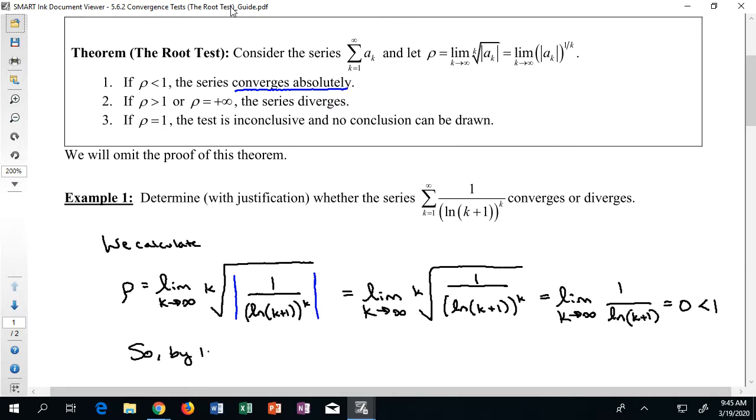So by the root test, the given series converges. Boom, an argument just that short.